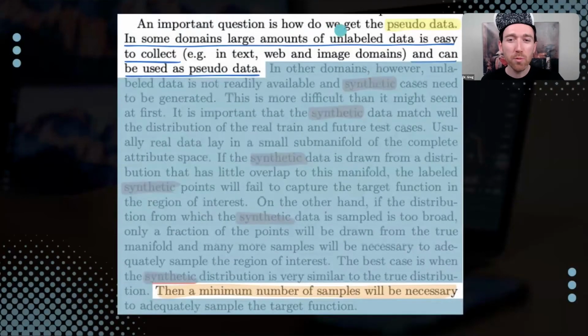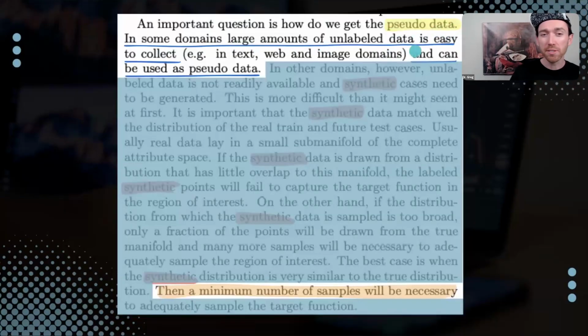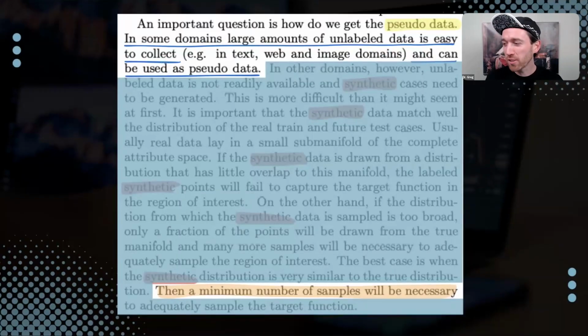An important question is, how do we get pseudo data? In some domains, large amounts of unlabeled data is easy to collect. Indeed. Excellent foreshadowing here. How old was the internet in '06, really, for consumers? And then there's a whole lot of additional words here. I've highlighted the word synthetic here a bunch of times. The idea is that if you're not in a domain like that, which of course large language models typically are, you might have a little bit more of a problem. You need a minimum number of samples.